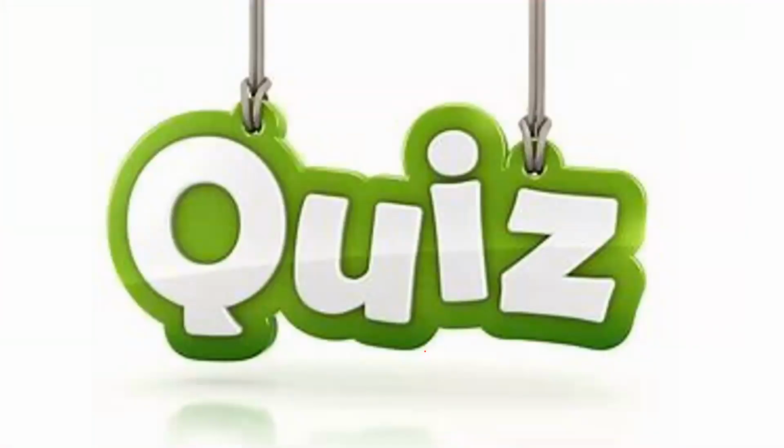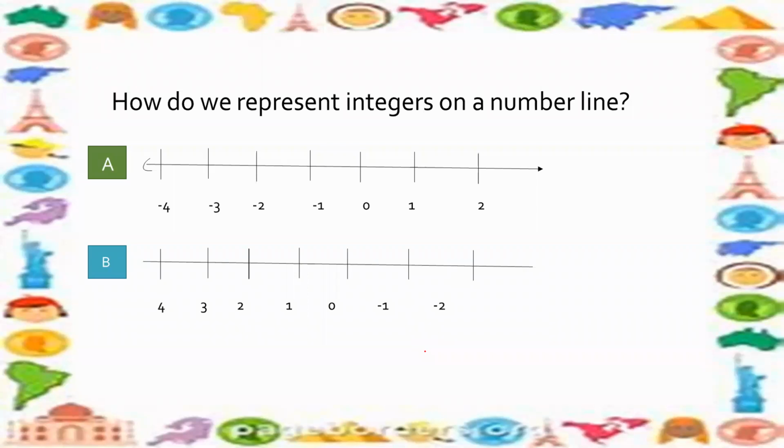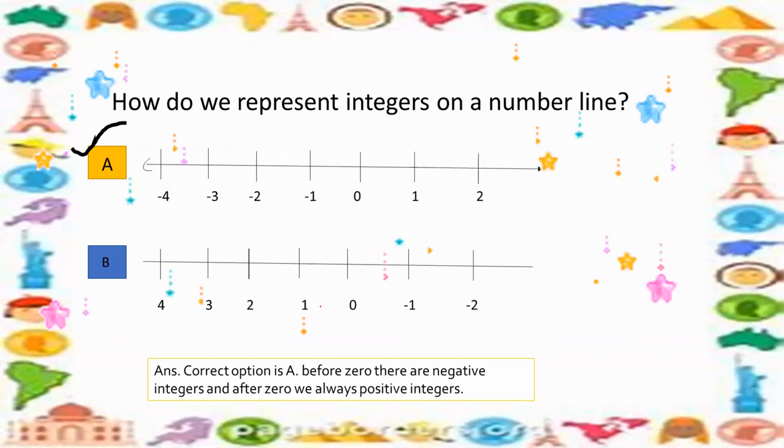So here's a quick quiz. How do we represent integers on a number line? Option A like this or option B like this. You have 10 seconds to answer, and then comment down which option you selected. So 10, 9, 8, 7, 6, 5, 4, 3, 2, 1, and this is the answer. The answer is option A.